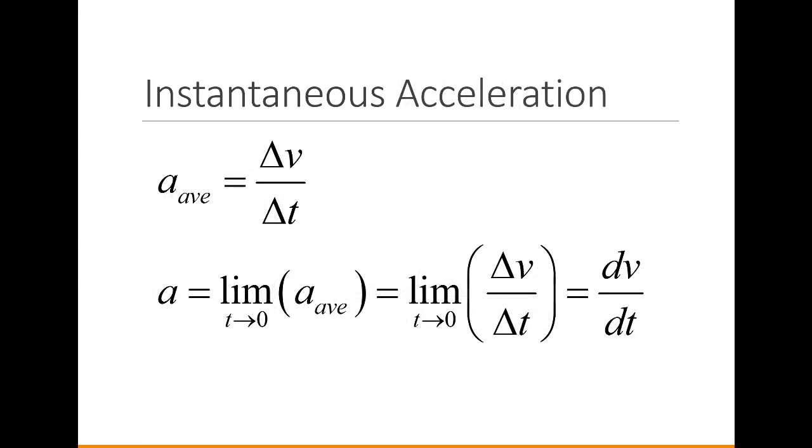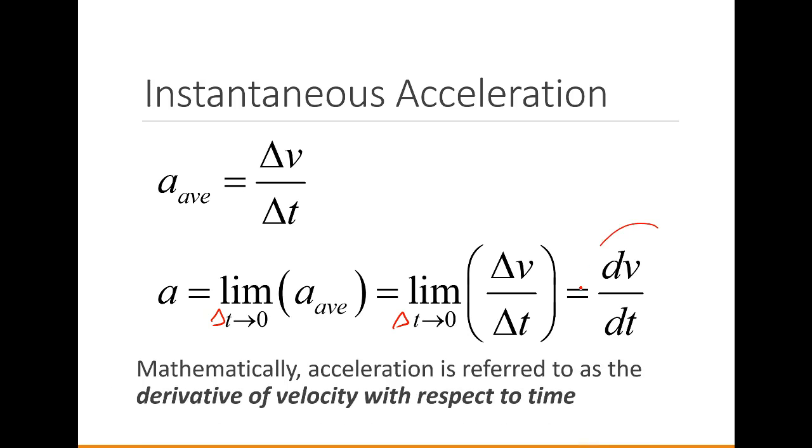Okay, now instantaneous acceleration is the same concept, but we replace position with velocity. So again, it's as delta t goes to 0, the limit of the change in velocity over the change in time. And so this is acceleration, the derivative of velocity with respect to time.